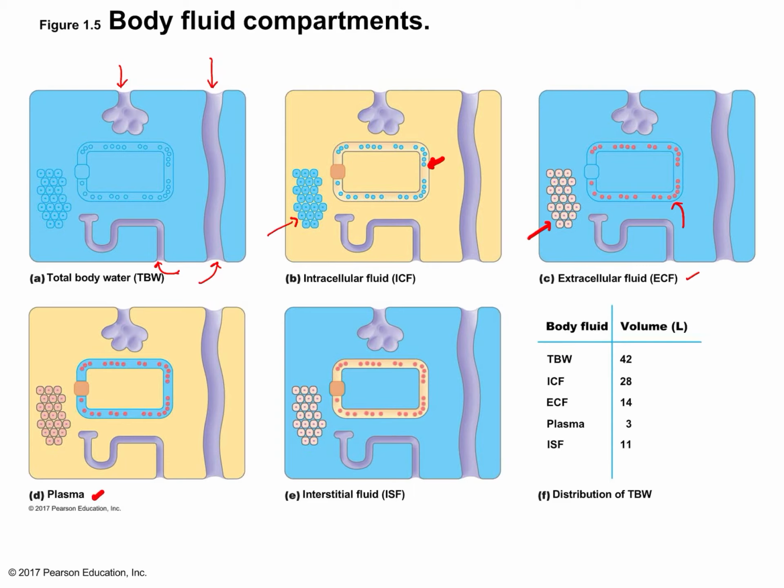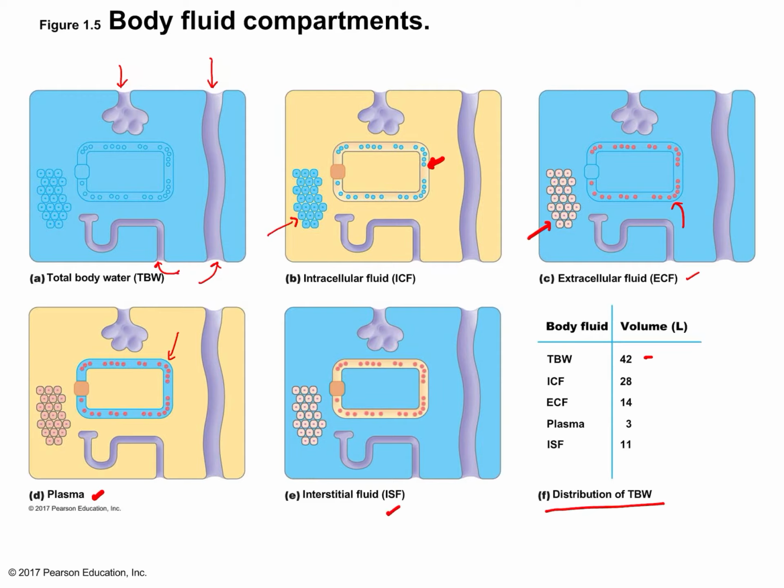Plasma, right? That's the fluid that's going to be surrounding our red blood cells. Interstitial fluid is just not plasma, right? So it's all the fluid inside of our body, around our cells, not in our cells, but surrounding the cells, and it's not plasma. So if you just look at the distribution of our total body water, right, we have about 42 liters of water in our body, which is kind of a lot.